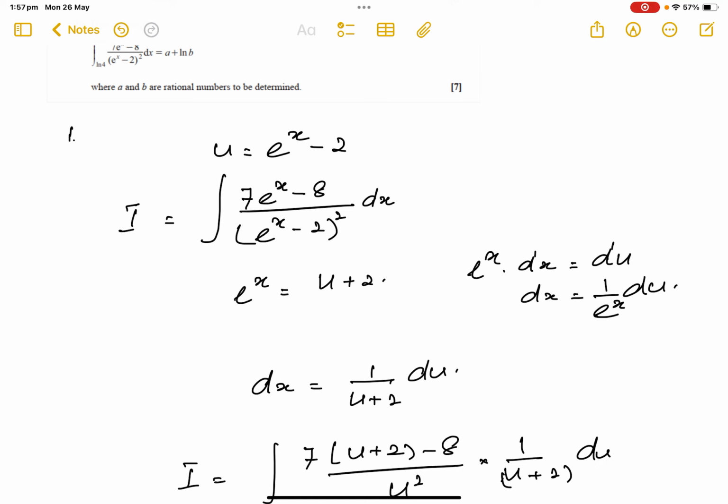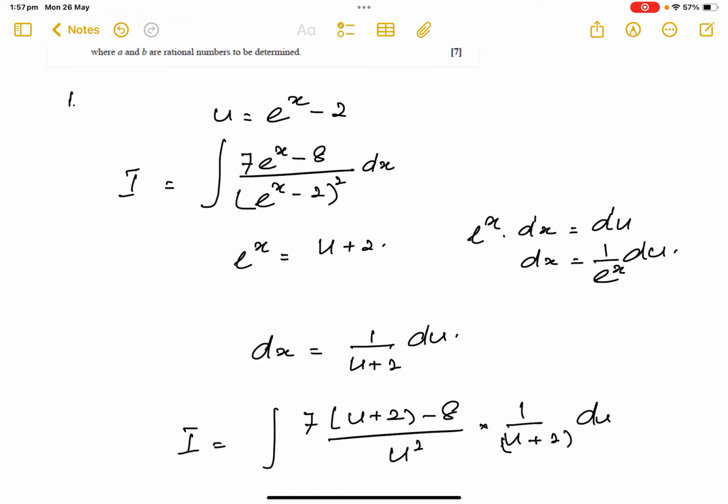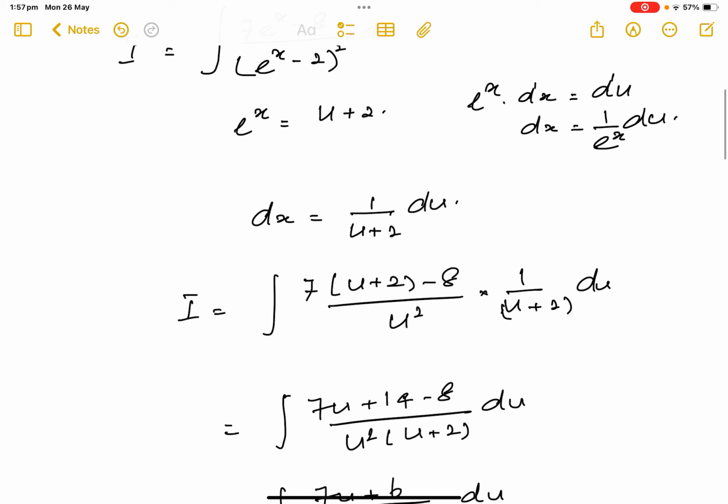e to the power x equals u plus 2 from the substitution, if you take the 2 to the other side. So e to the power x can be changed into u. But the dx we need as well, so differentiate both sides of e to the power x equals u plus 2. That will be e to the power x dx on the left hand side, and on the right hand side just du, because the differentiation of 2 is 0. So dx equals 1 over e to the power x du. But we need to change everything to u, so dx equals 1 over (u plus 2), because e to the power x equals u plus 2, times du.